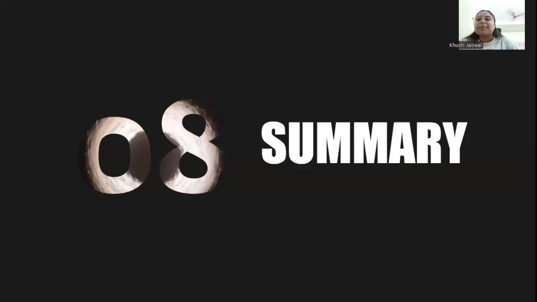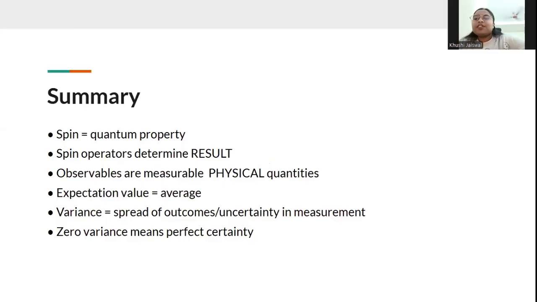So, to summarize my presentation, first point, spin is an intrinsic quantum property. Then spin operators determine the result. Operators act on states, and Pauli operators are specific for spins, right? And observables are measurable physical quantities, and the expectation value gives us the average result. Then the variance tells us the uncertainty in the measurement, and zero variance means perfect certainty.